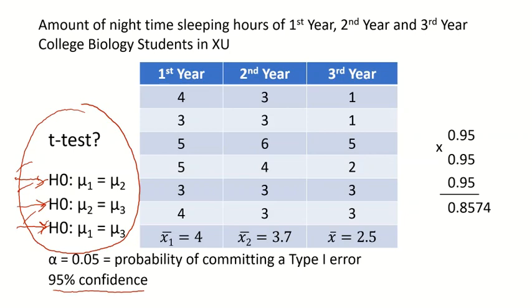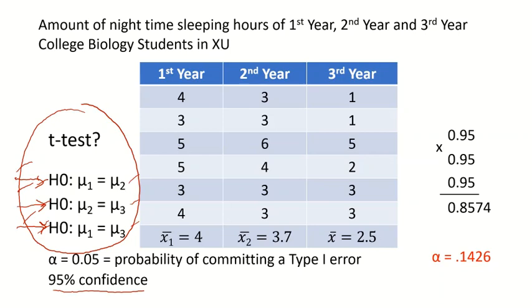which means to say that even if each one is 0.05, the total alpha is now going to be 100% minus 85.74%, or 0.1426, or 14.26%. And that's a very large value for alpha. In fact, that's synonymous to saying that the test result is not significant.